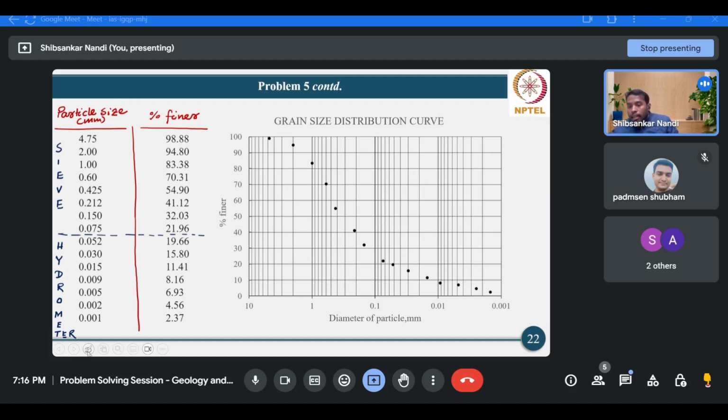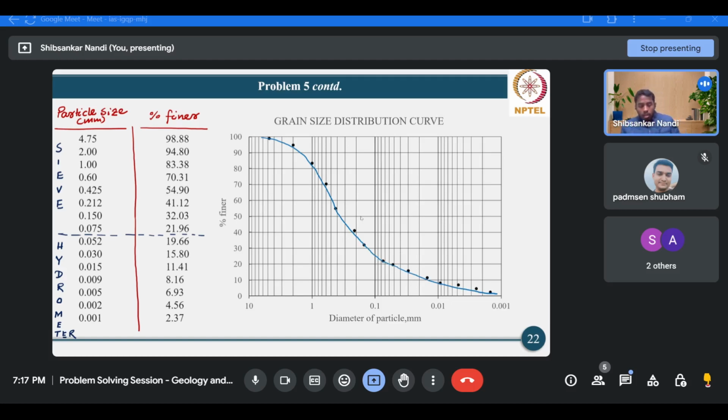I didn't join the data points here. After plotting this data, you have to join all these data points by a smooth curve. Okay, so this is the grain size distribution curve.